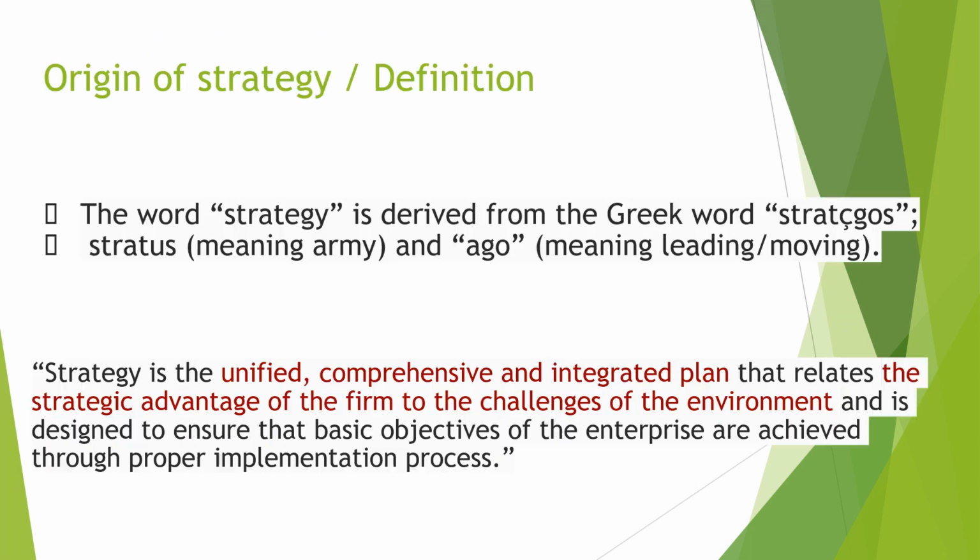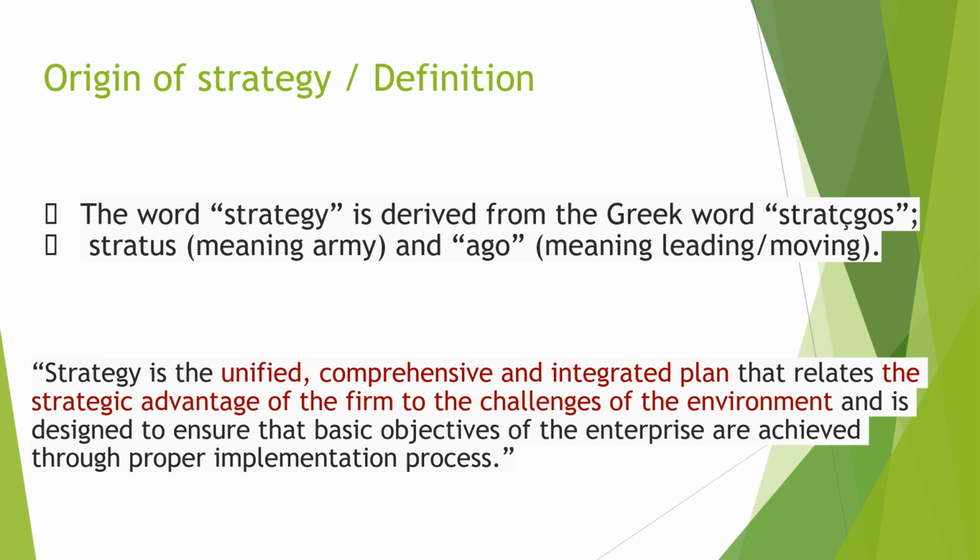Let's talk about what strategy is. This word actually came from the Greek words strategos and stratus. Stratus means army, and go means leading or moving, right? So basically we can say strategy is a unified, comprehensive and integrated plan that relates the strategic advantage of the firm to the challenges of the environment. That is a technical term. Basically, it is a unified approach, a comprehensive approach, and definitely an integrated plan. It is designed to ensure that the basic objectives of all the enterprises are achieved through a proper implementation process.